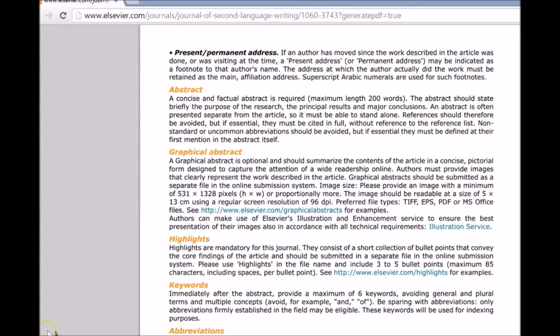A graphical abstract is optional. Some of them ask for highlights, which are mandatory, so a few interesting things, and also a section of keywords, 6 keywords that they can use to identify the paper.